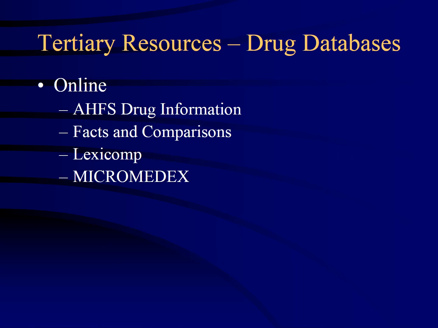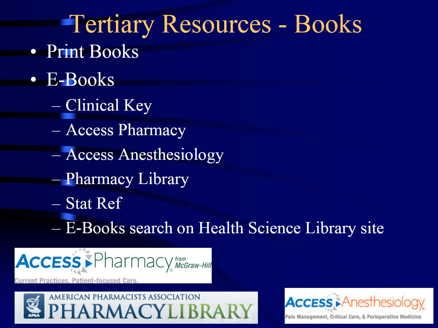The online drug databases available to you through the Denison Memorial Library include AHFS Drug Information, Facts and Comparisons, Lexicomp, and Micromedex. Other tertiary resources available to you through the library are books, print books or ebooks. Some of the ebooks and the databases in which you can find them are in ClinicalKey, AccessPharmacy, AccessAnesthesiology, Pharmacy Library, StatRef, and ebook search on the Health Science Library site.